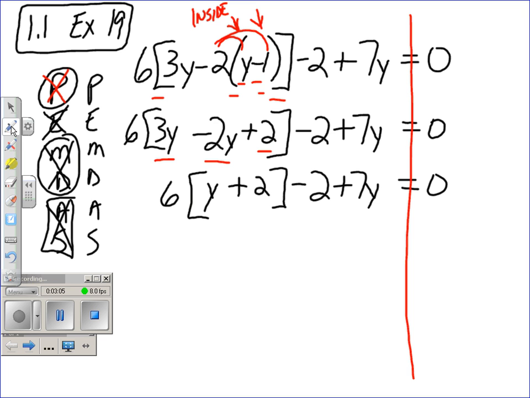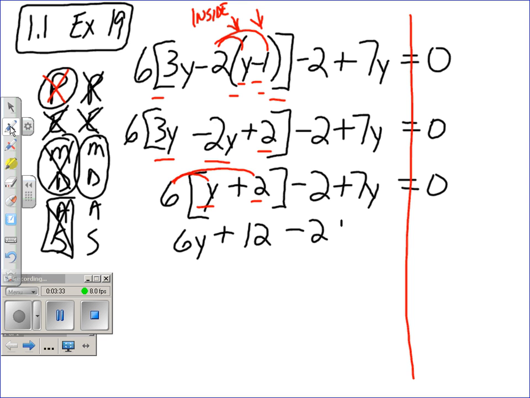So, can I add the y and the 2? No. One's a variable, one's an integer. So I can't add inside the parentheses. Nothing's being raised to a power. So I must have some multiplication and division to do. I see that I can multiply the 6 times the y and the 6 times the 2. 6 times y is 6y. 6 times 2 is 12. And remember, a positive times a positive is a positive, or a plus. It means the same thing. Bring down your minus 2 and your plus 7y, and your equals 0.